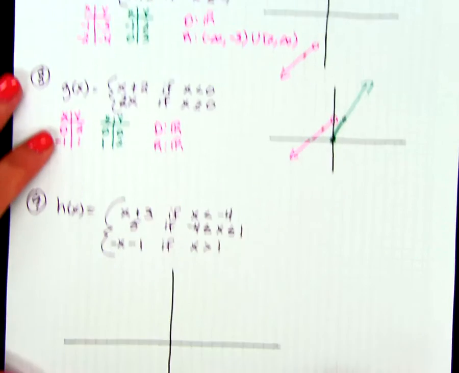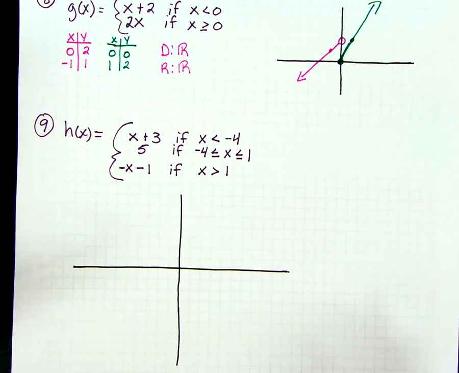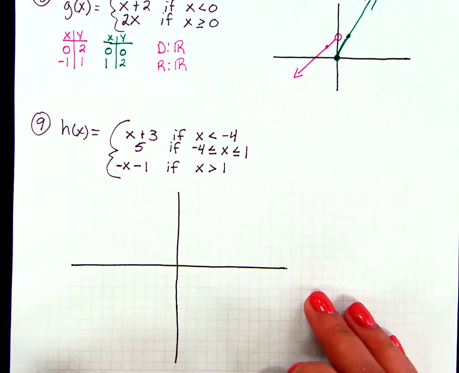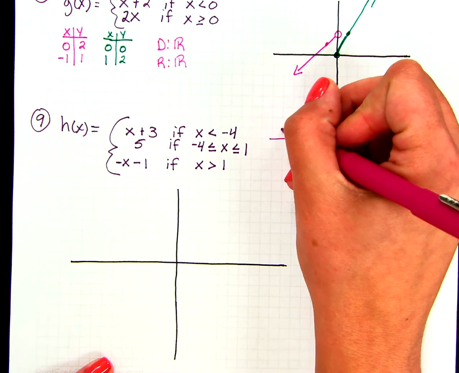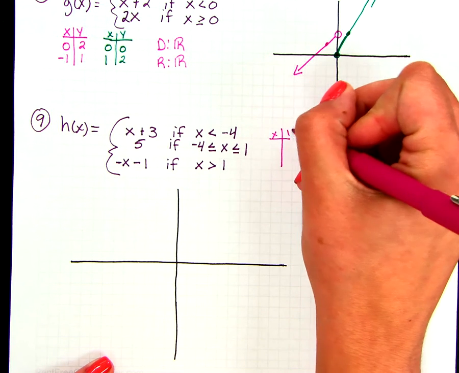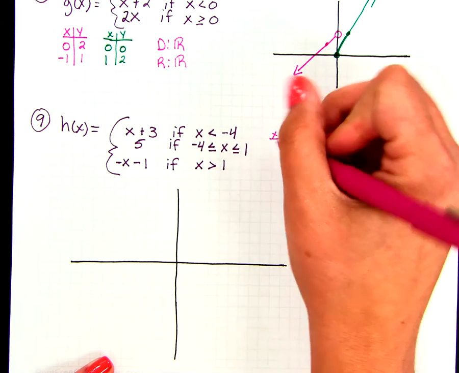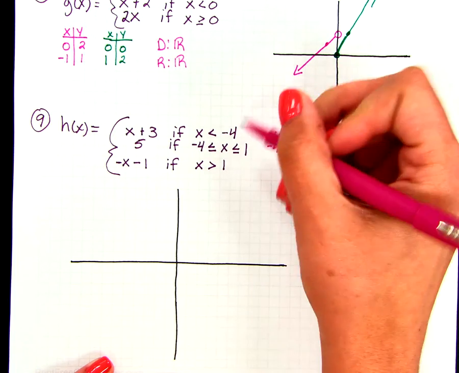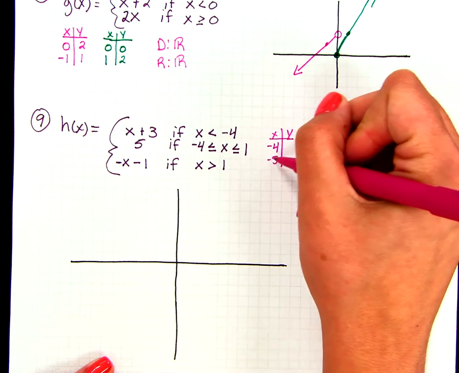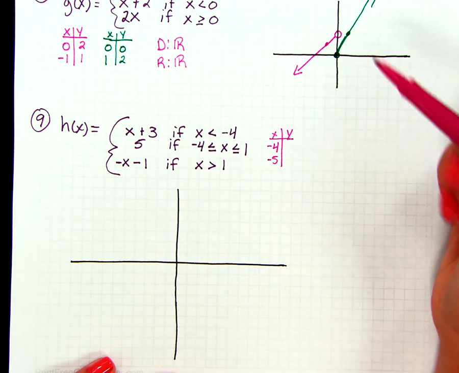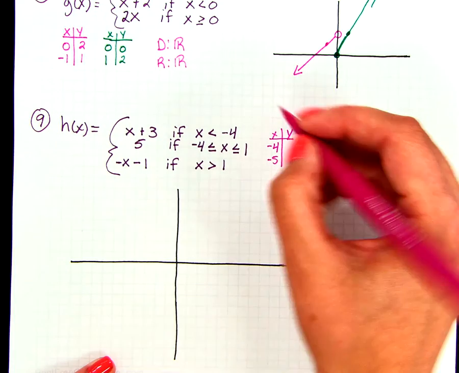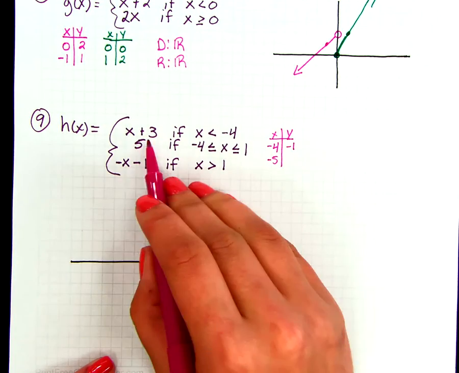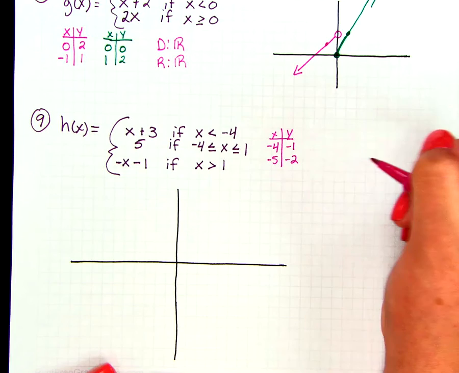All right, last piecewise function that we're going to graph. So this time we have 3 pieces that we have to worry about. Just like before, we're going to start with our first piece. We're going to do our t-chart. So we're picking -4 to start with, and then we need a number less than that, so we can choose -5. And then we're going to substitute to find the y values. So -4 plus 3 is -1. -5 plus 3 is -2.